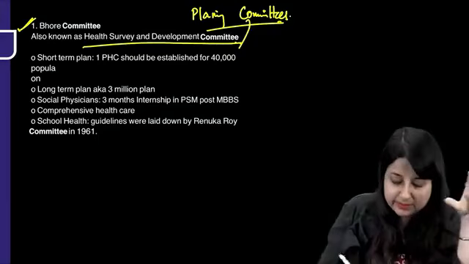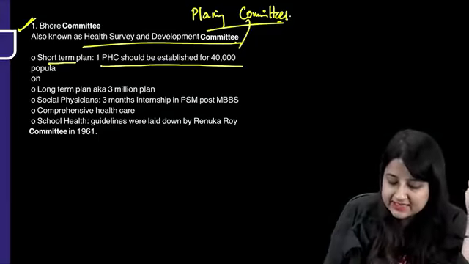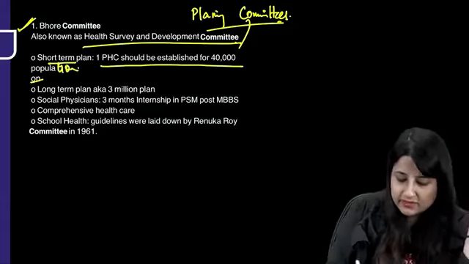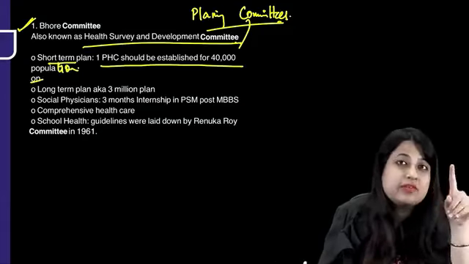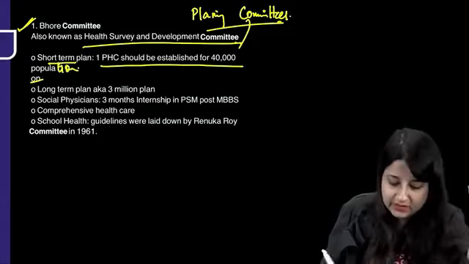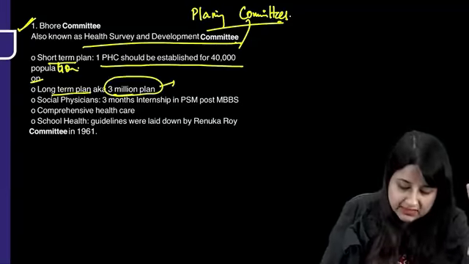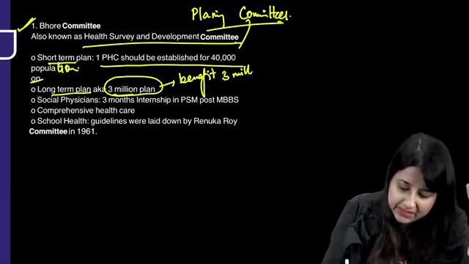So he gave an ambitious plan. He set a short-term plan, where he said that there should be one PHC for every 40,000 population. Imagine, one PHC for every 40,000. In current time also we have one PHC for 30,000 population. And there was a long-term plan which was called the 3 million plan. What was this plan supposed to do?